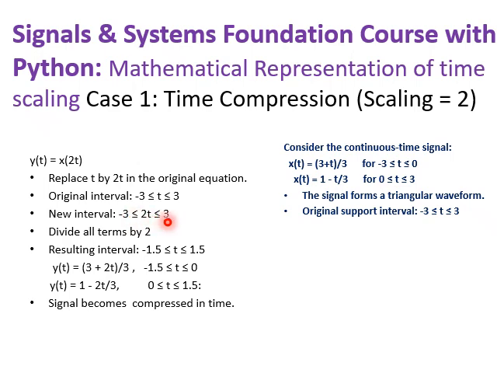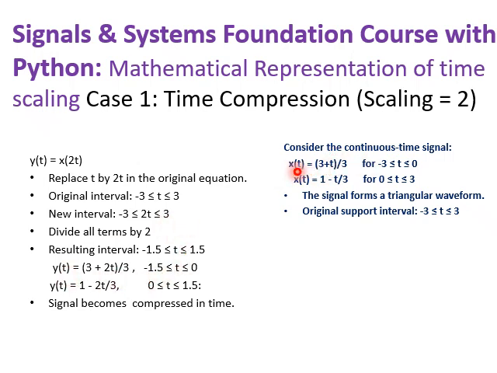So if we divide by 2, we get -3 divided by 2, so you get -1.5. 2t divided by 2, you get t, and similarly 3 divided by 2 is 1.5. So we have the resulting valid interval.